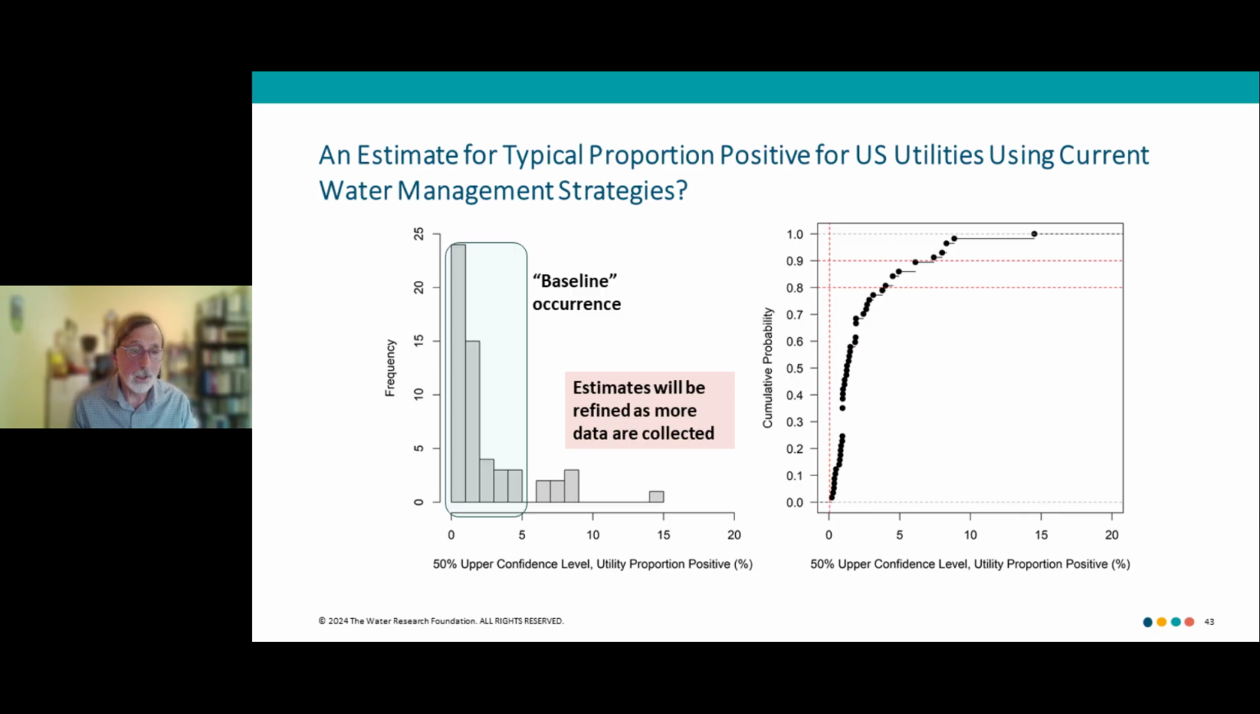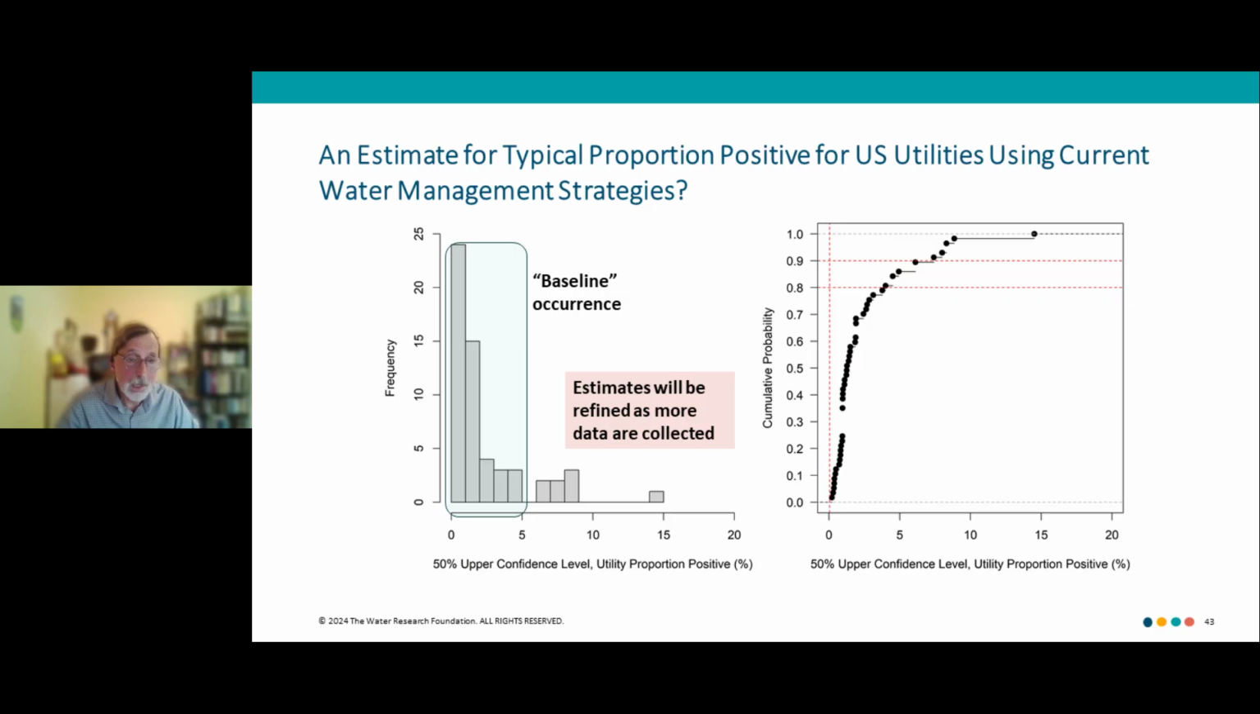We're going to take this one step further and think about a baseline occurrence. And I promised to tell you what baseline is in the next slide. We calculated the 50% upper confidence level for the proportion positive for each of the utilities. And that includes utilities that had no positive samples. It's possible that you could have no positive samples but still have Legionella in your system. You just didn't collect enough samples to find them. And so we have all of the utilities in this plot, and we're showing the 50% upper confidence level for the proportion positive.